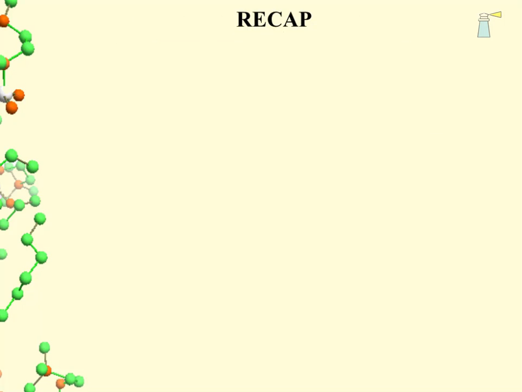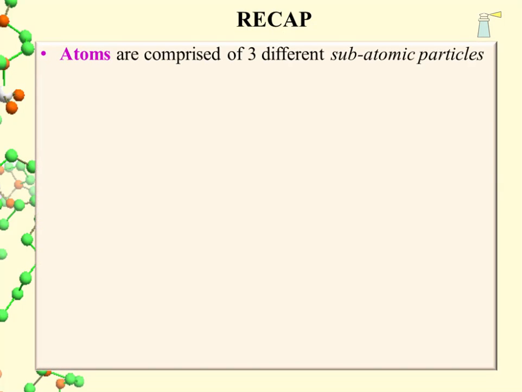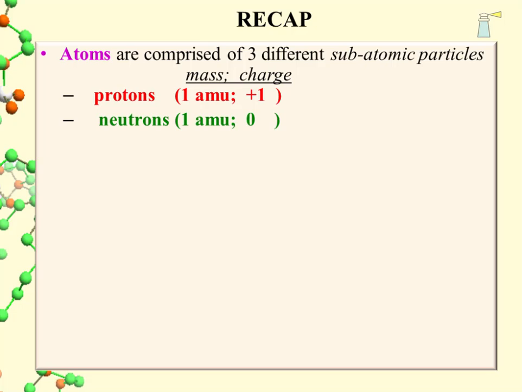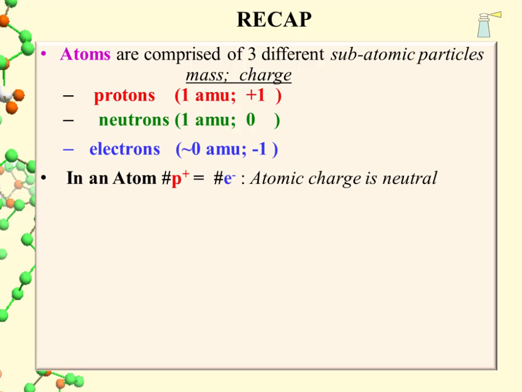Recapping the lecture. Atoms are comprised of 3 different subatomic particles. Protons have a mass of 1 AMU, atomic mass unit, and a charge of plus 1. Neutrons have a mass of approximately 1 AMU, but no charge. And electrons have a charge of -1 and a mass that is much, much smaller than the proton. In most cases, it can be ignored. In an atom, the number of protons equals the number of electrons. If they are not equal, we don't refer to them as atoms. Atomic charge is neutral.